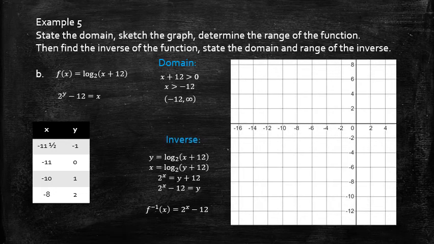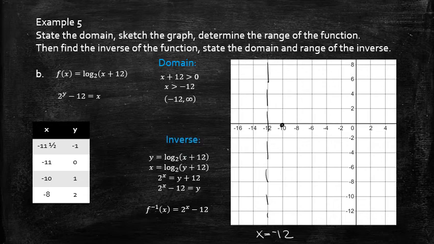Okay, so now we'll graph them. Starting off with our vertical asymptote. So the domain of our log function is -12 to infinity. So we have a vertical asymptote at the line x is equal to -12.